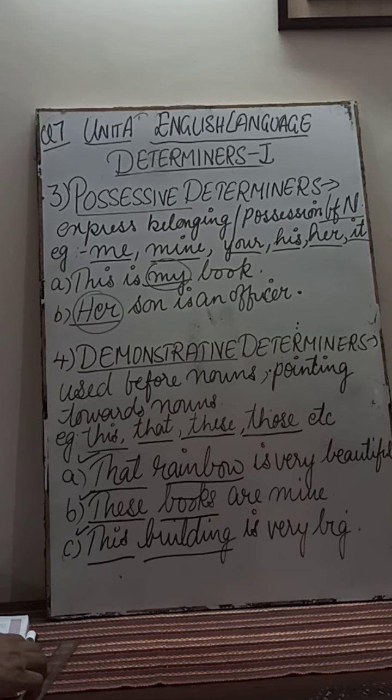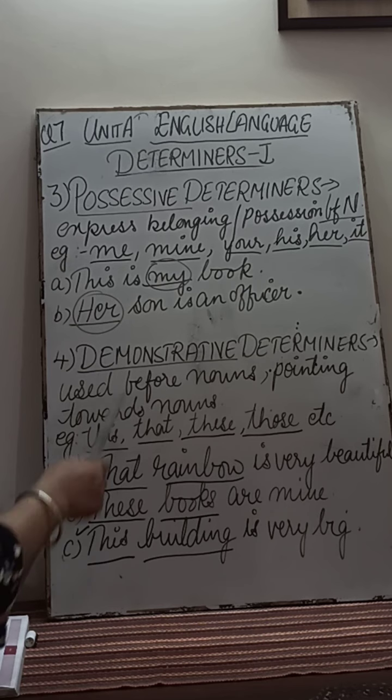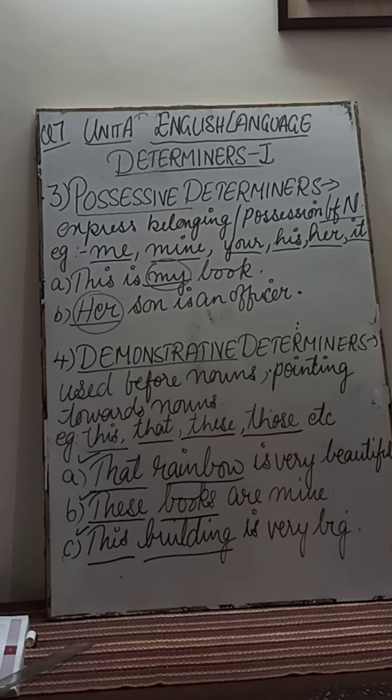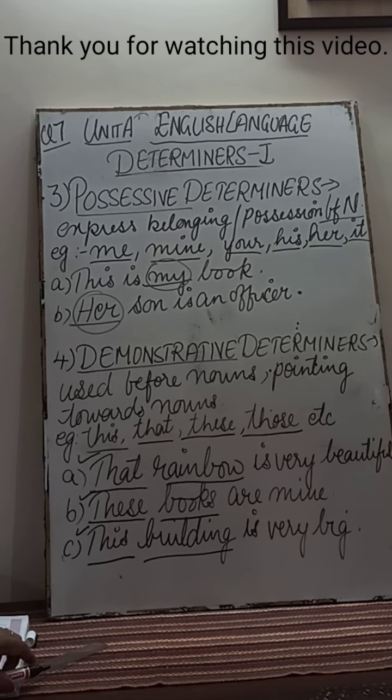So in this unit A we have studied quantifiers. In quantifiers we have studied quantitative determiners and numerical determiners. Then we have studied the possessive determiners and the demonstrative determiners. And I hope the concept of determiners is clear to you, that they are the words which are used before nouns which can be countable or uncountable. So I hope the concept is clear to you all. Thank you.